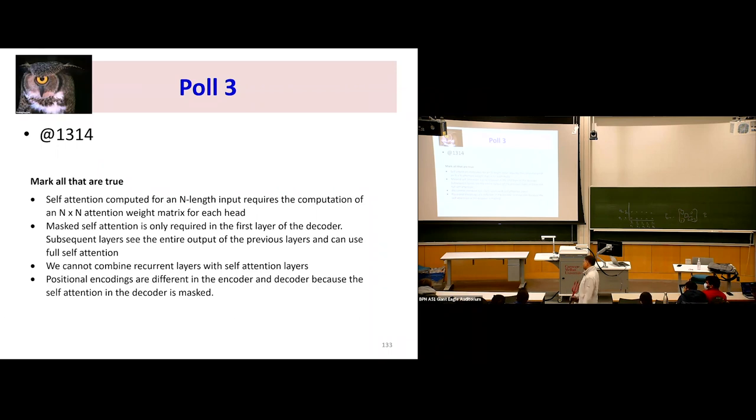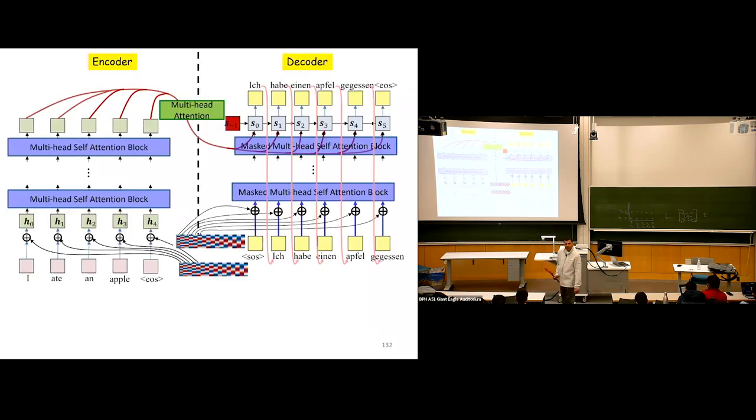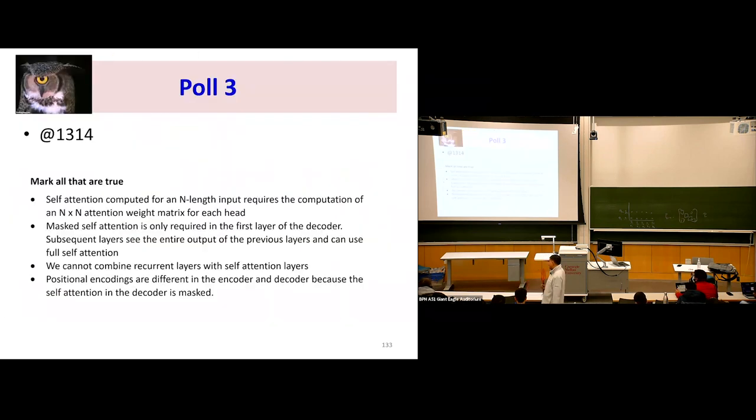Fourth, wrong. So self-attention needs an N cross N attention matrix, and masked self-attention has to be at every layer of the decoder. Why? Because you have autoregression. The word has to be generated and go back in, so the processing must be sequential, left to right. And you can, of course, combine recurrent layers with self-attention layers, as I have in this figure. There's nothing stopping you from doing that.